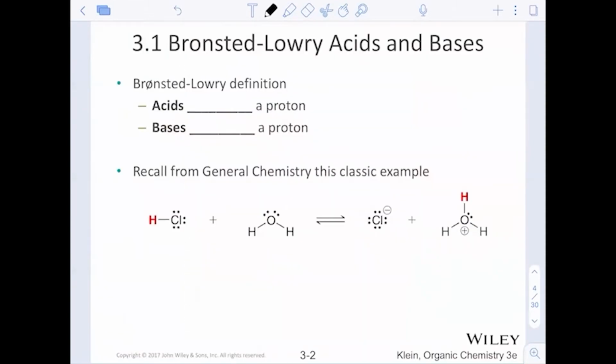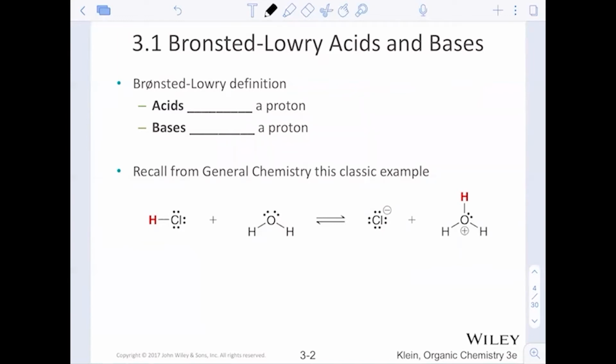Now, we're going to be using the Bronsted-Lowry acid-base definition. I know we've used the Arrhenius definition before in general chemistry. We're not doing a lot of equilibrium reactions here with water, and so the Arrhenius definition is not as appropriate for us. We're going to use the Bronsted-Lowry definition.